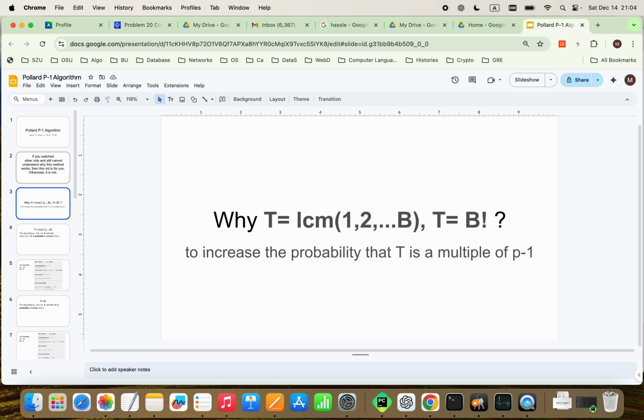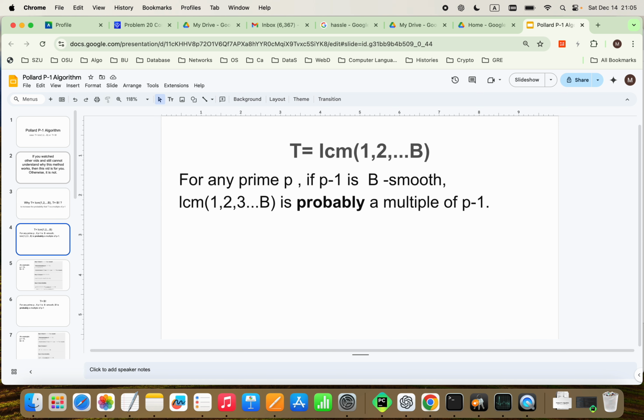So why did we choose these two formulas? We choose these formulas to increase the probability that t is a multiple of p-1. Our goal is to make t a multiple of p-1, and these two formulas can help us achieve our goal. So we talk about this one first.